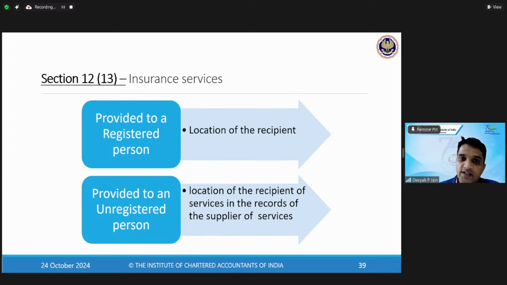Now, if that person is registered, then the location. If the person is unregistered, still the address, location of the recipient in the records of the supplier of services.